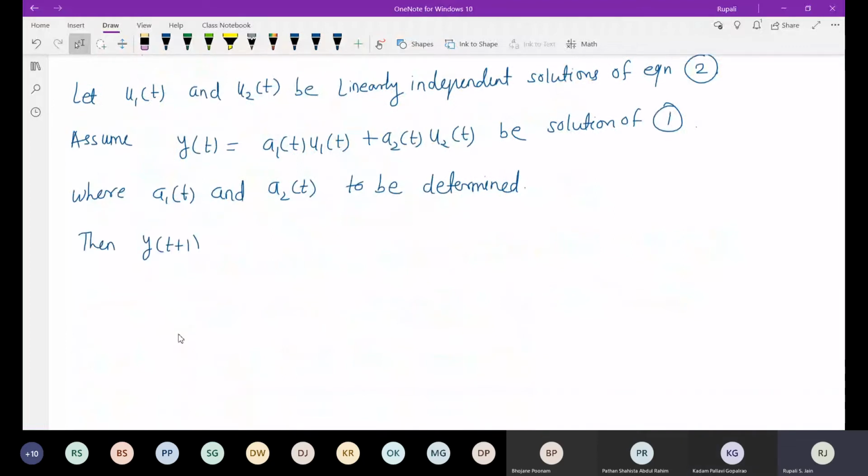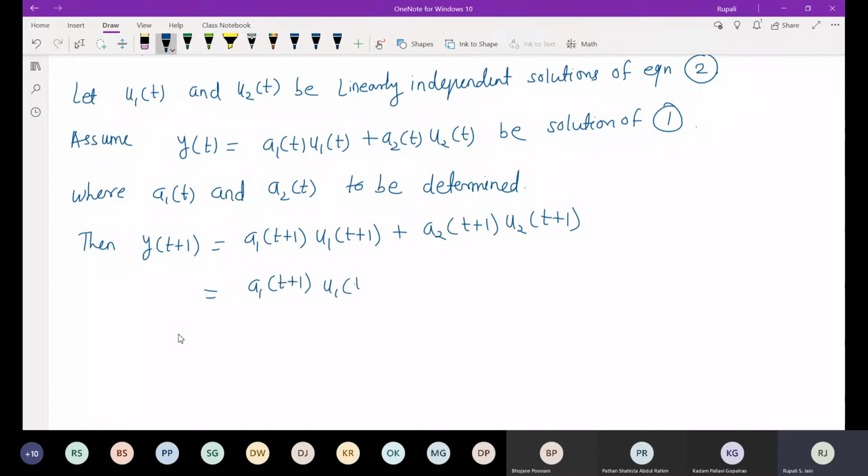What is y at t plus 1? If y at t is this one, A1, then y at t plus 1 will be a1 at t plus 1 times u1 at t plus 1, plus a2 at t plus 1 times u2 at t plus 1. Now if I want to write in some delta form, I can write this as a1 t plus 1 u1 t plus 1 plus a2 t u2 t plus 1 plus delta a1 t u1 t plus 1 plus delta a2 t u2 t plus 1.